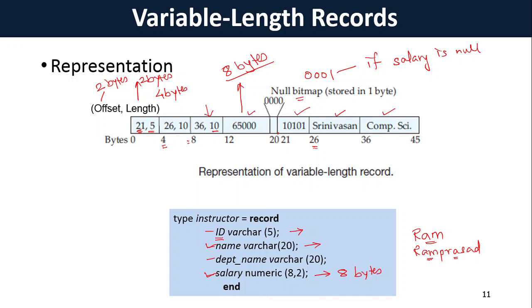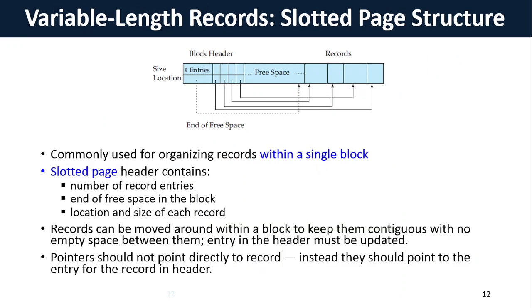Now we have seen how an individual record with variable length is stored in memory, how the attributes are stored, and how the offset and length are maintained. So we have seen the representation of an individual record. Now we actually have lots of such variable length records, and we need to store those in a disk block. So let us see now the slotted page structure that is used to store such variable length records in a block.